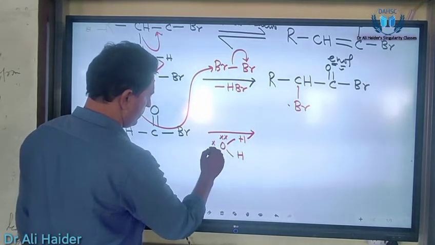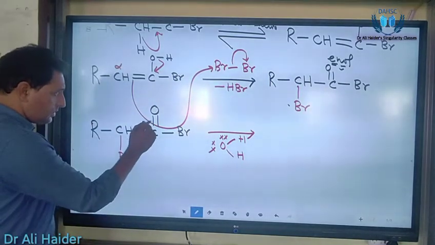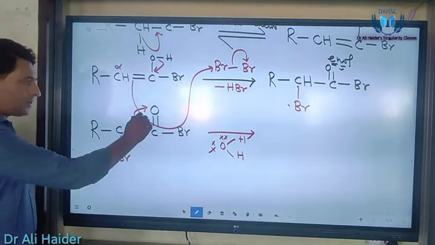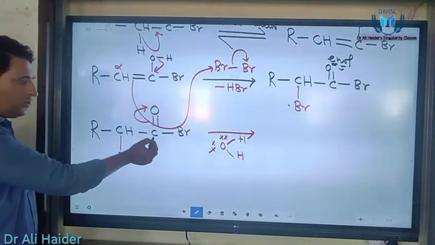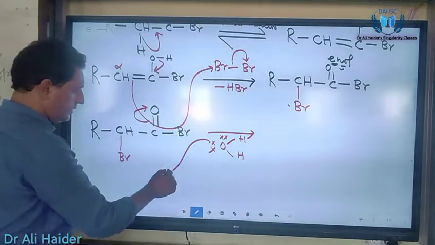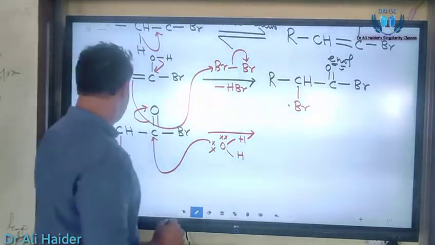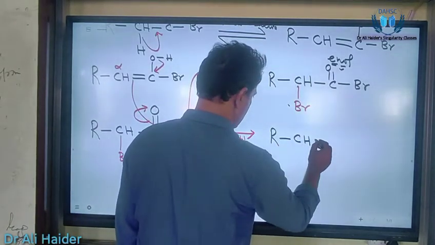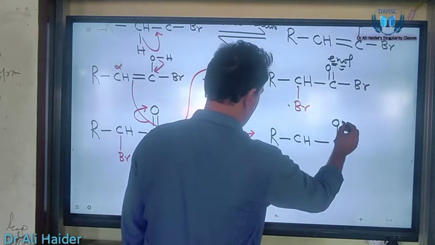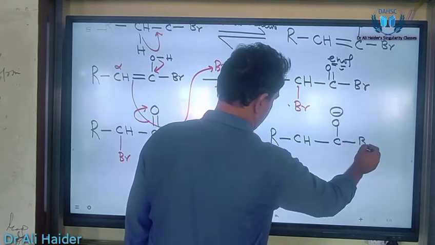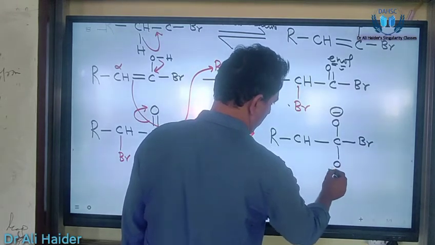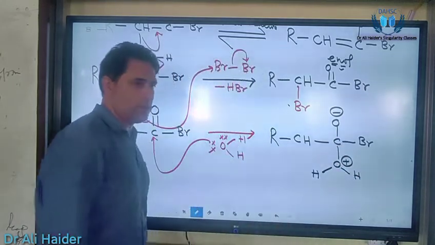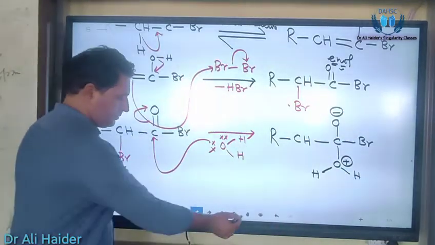Two lone pairs are on oxygen. Now what will happen? This C=O bond will undergo shift of pi electrons. Pi electrons will go to oxygen. This will become O negative. This will get plus. This will attack here, to this one. So what you will get? R CH single bond, now this will be O minus single bond Br, and here it will be OH2. What molecule binds over here? Plus charge on this oxygen. Got it?